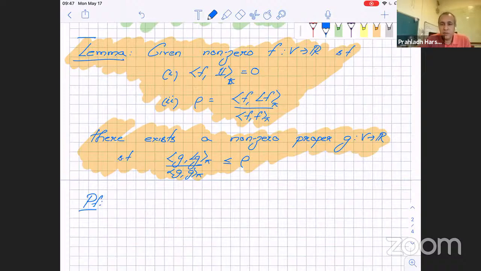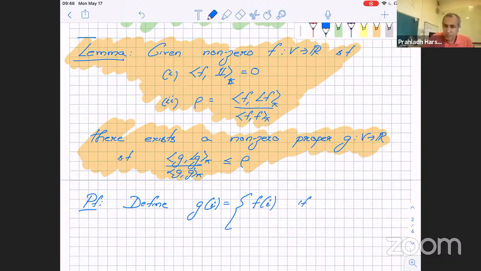The proof of this is actually fairly simple. We are just going to define G as follows. Define G of i to be equal to f of i if f of i is greater than or equal to 0, and 0 otherwise. I had to do one catch before this. I should have done that beforehand itself.